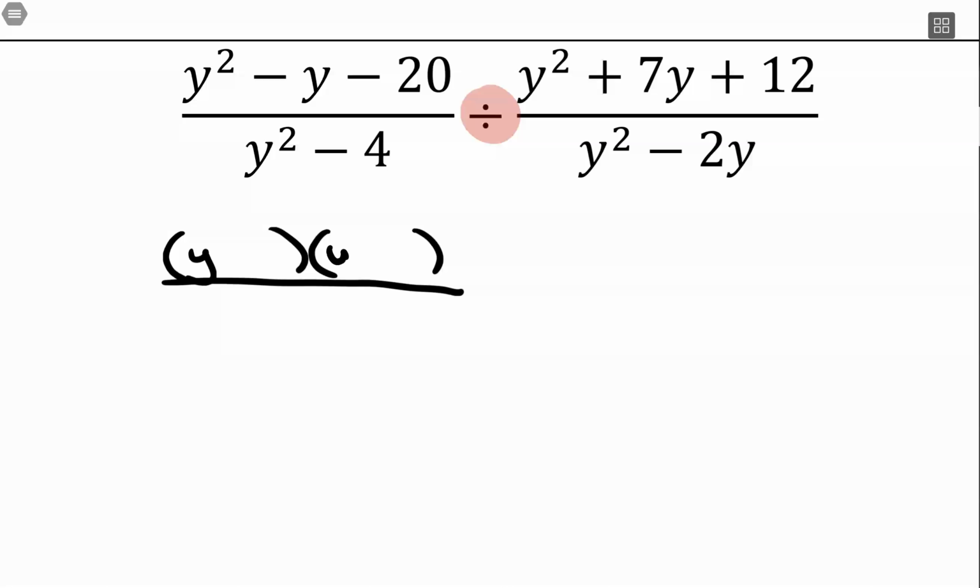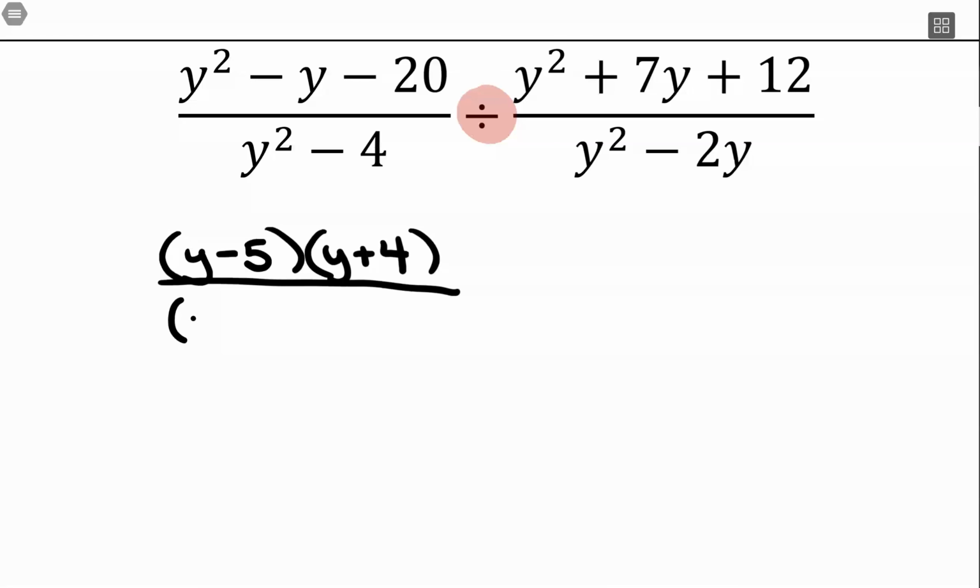So I need values that multiply to negative 20, add up to negative 1. So that's going to be a 5 and 4 with a negative 5 and positive 4. So those two numbers multiply to negative 20 and add up to negative 1. Y squared minus 4 is our difference of squares using a 2 squared. So that would be the same thing as y plus 2 times y minus 2.